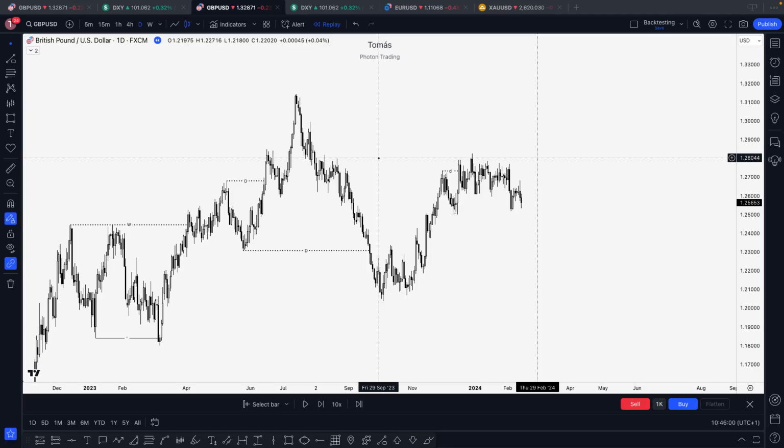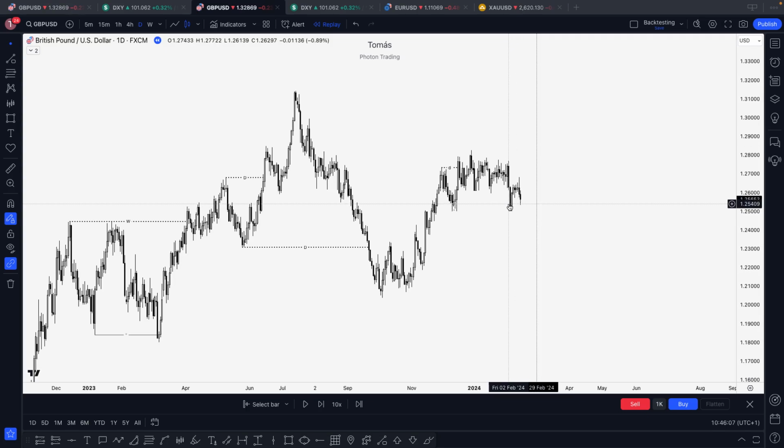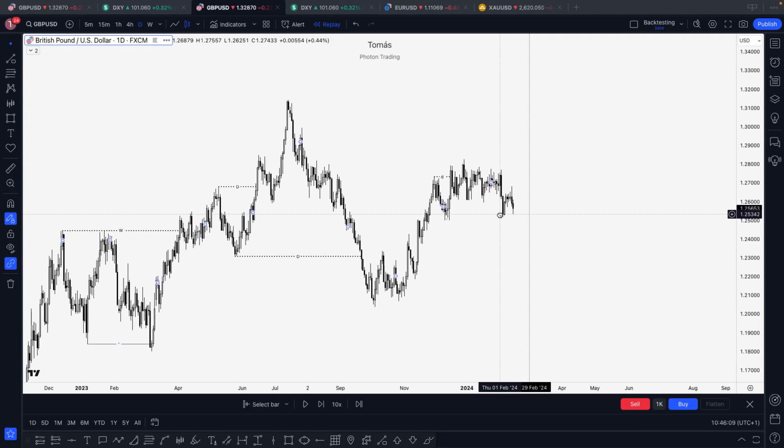Hello traders, welcome back to the M15 Swing series, going through the last 15 days of February on GBP/USD using the confirmation and double confirmation entries.